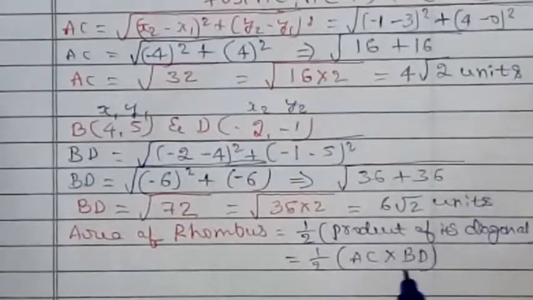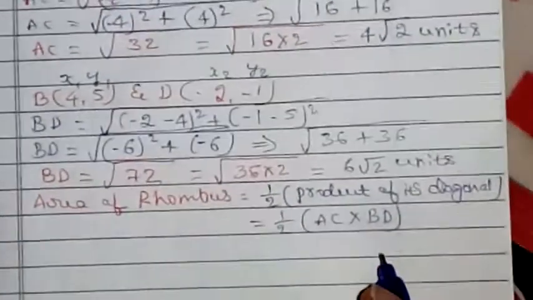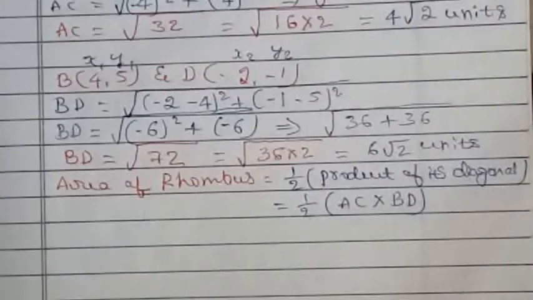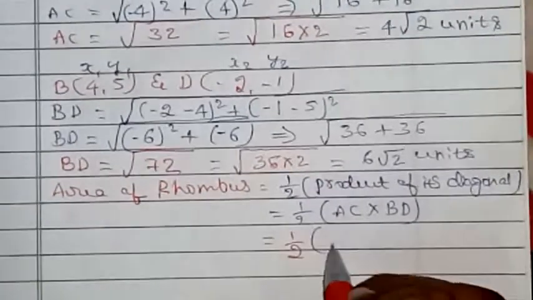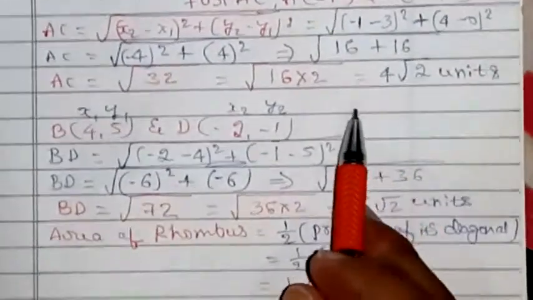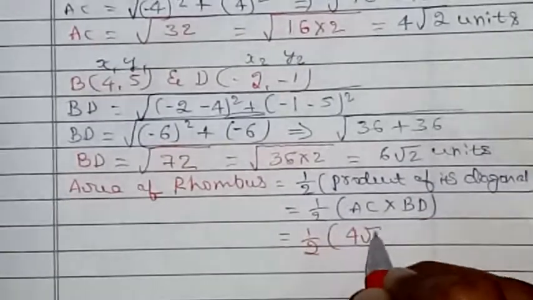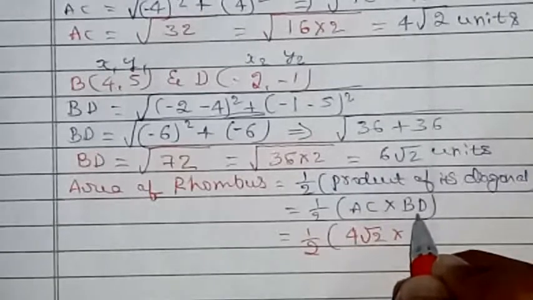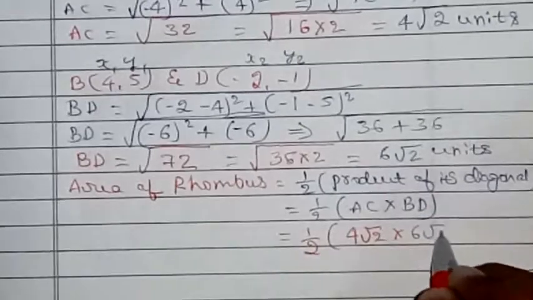AC and BD are the diagonals. Now you know the values, right? Just simplify. Just apply the values of AC and BD. Okay. Now half into, so what is the AC value? Here you got the AC value, right? AC is 4 root 2. So therefore the AC value is 4 root 2 into. Now what is the value of BD? Nothing but the distance BD. BD is how much? 6 root 2. So therefore 6 root 2.